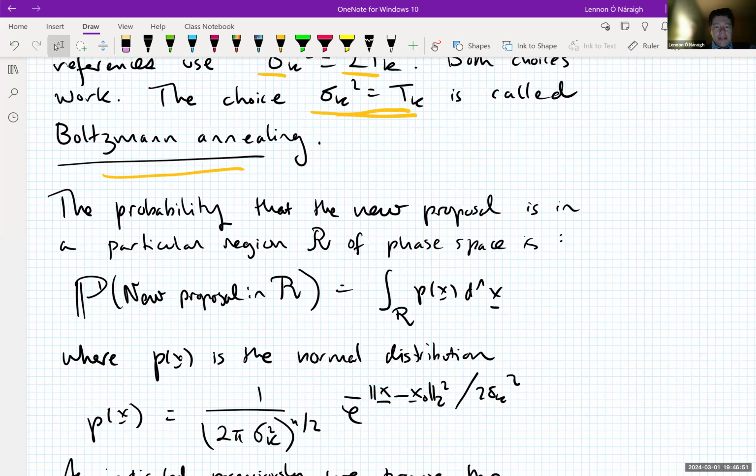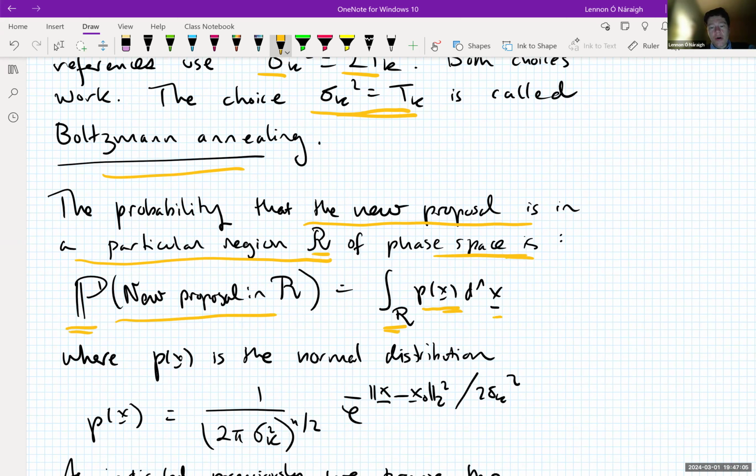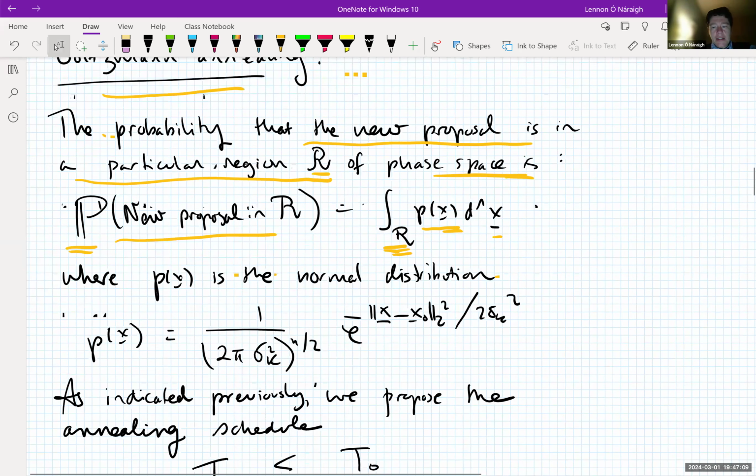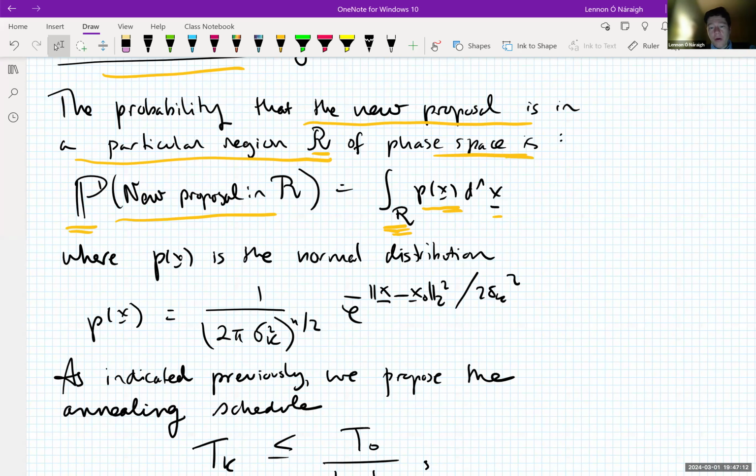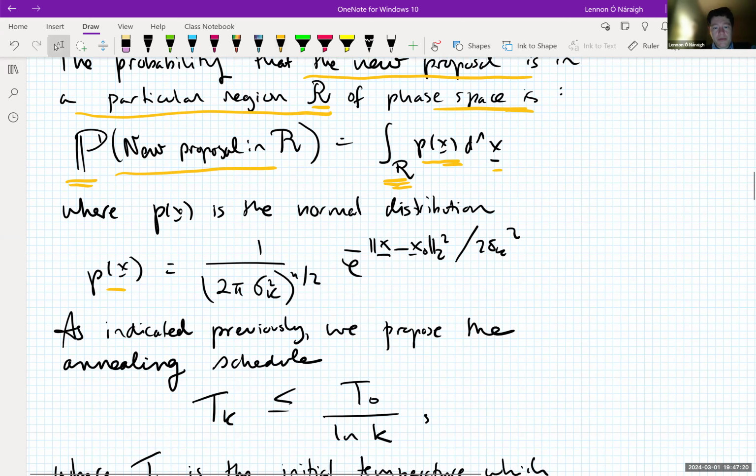So the probability that the new proposal can be found in a particular region R of phase space is then an integral. So this is the probability that the new proposal, or the new state, is in the region R. It's just the integral of the probability distribution function over the region. So standard probability theory. And here, because we're drawing our proposals from the normal distribution, P of x is the normal probability distribution function.